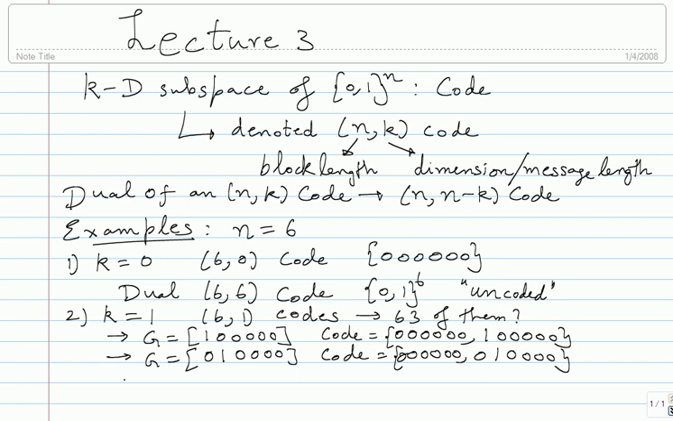For instance, if I think of g equals, let's take some example like this, and the code would be this. Okay, so this is of course not equivalent to the previous two codes, right? But there will be so many other codes that are equivalent to this. How many other codes will be equivalent to this? 6C2, right? So that would be some 15 codes which will be equivalent to this.